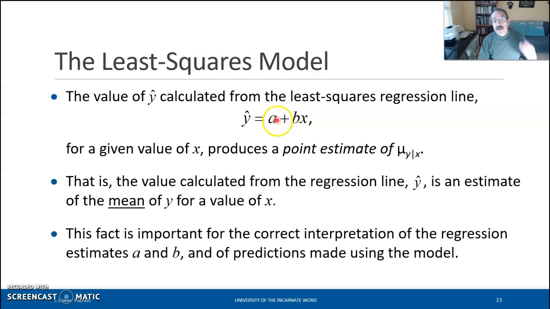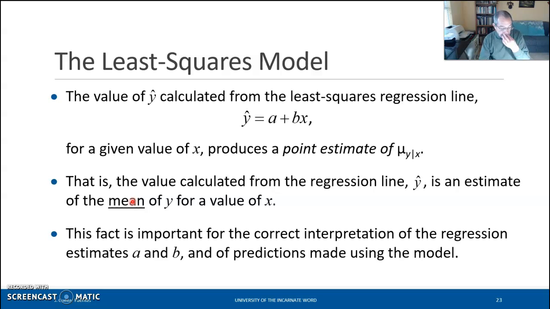So when you use the values of a and b that you calculated, and you want to find a value of y for a given value of x, what y hat is going to be is a point estimate of the average of y for the value of x that you put into the equation. So this y hat is an estimate of the mean of y for the value of x. This is very important. The values you calculate from this equation are estimates of the mean of y for some value of x.